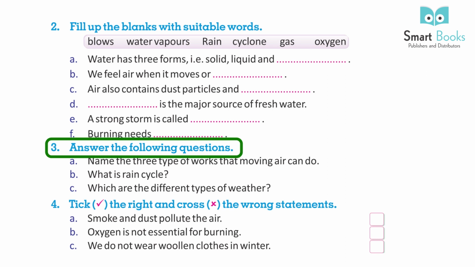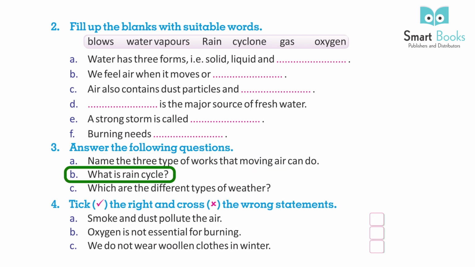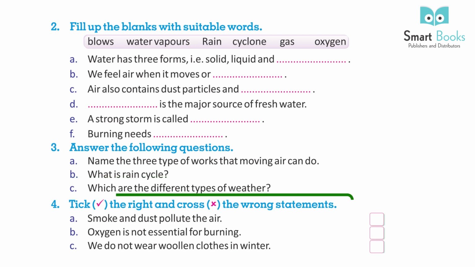3. Answer the following questions. A. Name the three types of work that moving air can do. B. What is the rain cycle? C. Which are the different types of weather? 4. Tick the right and cross the wrong statements.